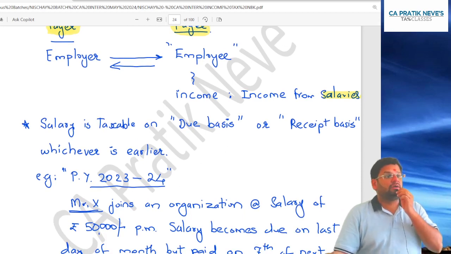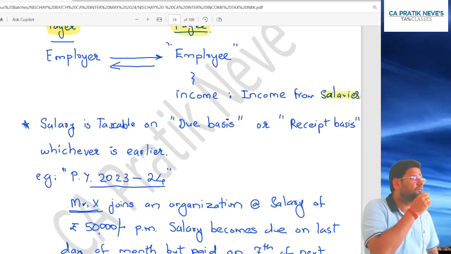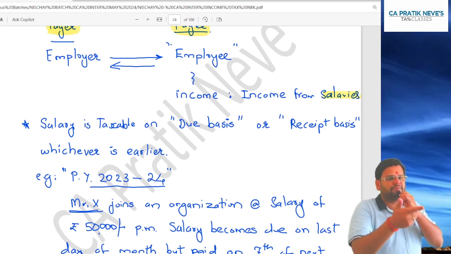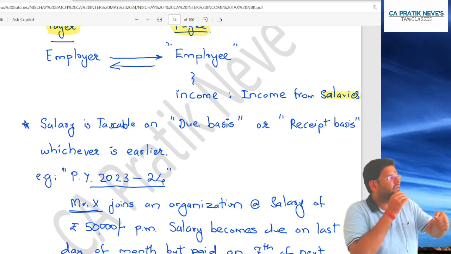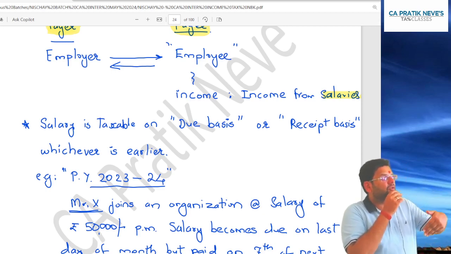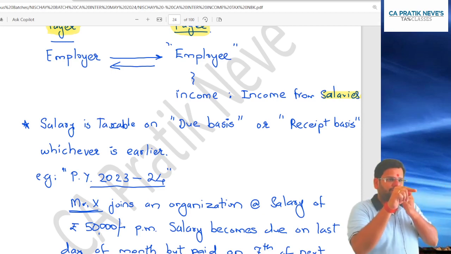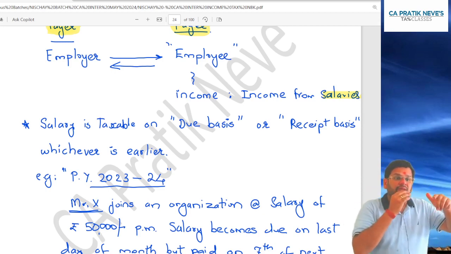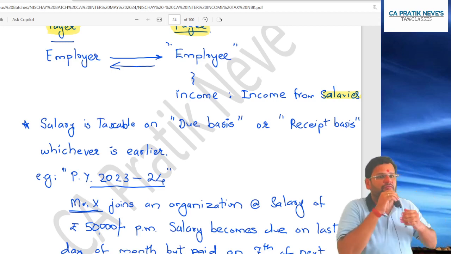Salary is taxable on due basis or receipt basis, whichever is earlier. Means what? When it gets due, it becomes taxable. Salary of April, I will get in the month of May. Salary for May, I will get in the month of June. And so on. So salary for the last month of the PY, that is salary of March, I will get in the month of April. So salary of March 24, I will get in the month of April 24. But still, I will consider that I have received salary for 12 months.